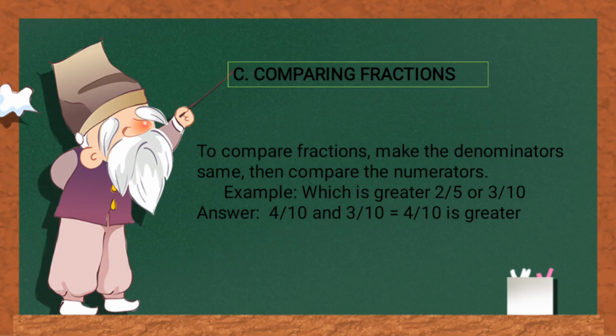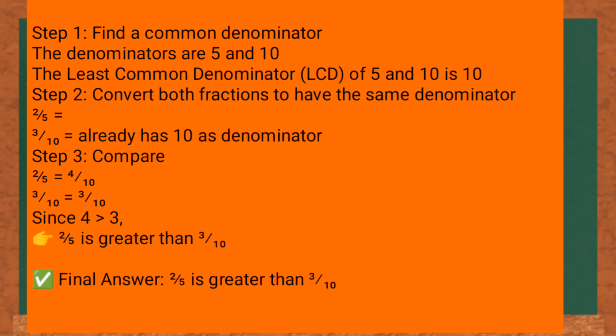Comparing fractions. To compare fractions, we make the denominators the same, then compare the numerators. For example, we have which is greater, 2 over 5 or 3 over 10. The answer is 4 over 10 and 3 over 10, which is equals to 4 over 10 is greater. How did you get to 4 over 10 is greater? Is on the next page.